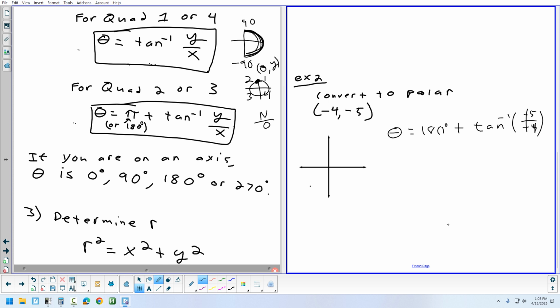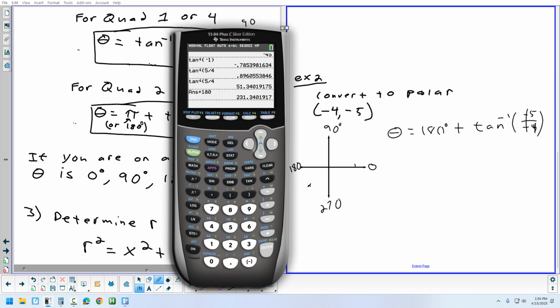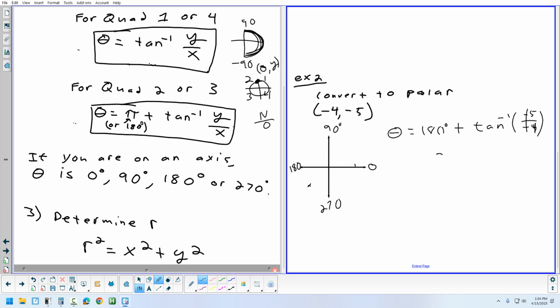If you get 51, you should look at that and be like, that wouldn't make sense without adding 180. What quadrant is 51 degrees in? 1. Yeah, this is 0 and this is 90. 51 degrees is somewhere in there. And should we be at quadrant 3? We're supposed to be over there. So if you don't add 180, it won't come out right. That's 180. That's 270. We got 231. That's right in the middle. So 231.34. Okay, so there's our angle.